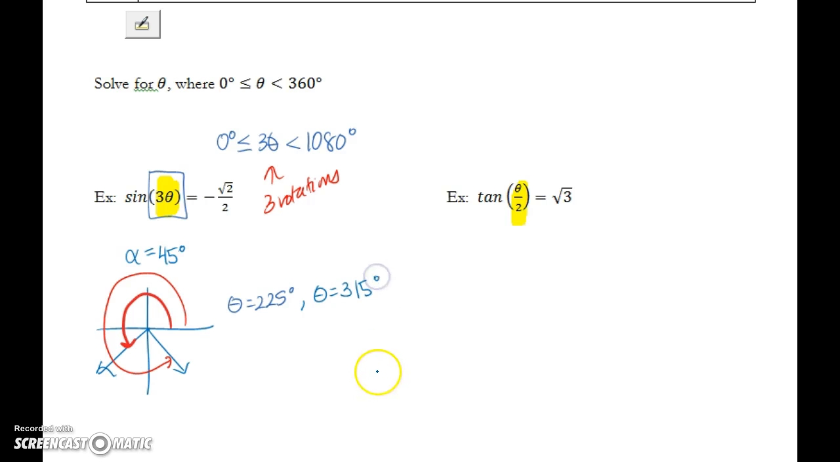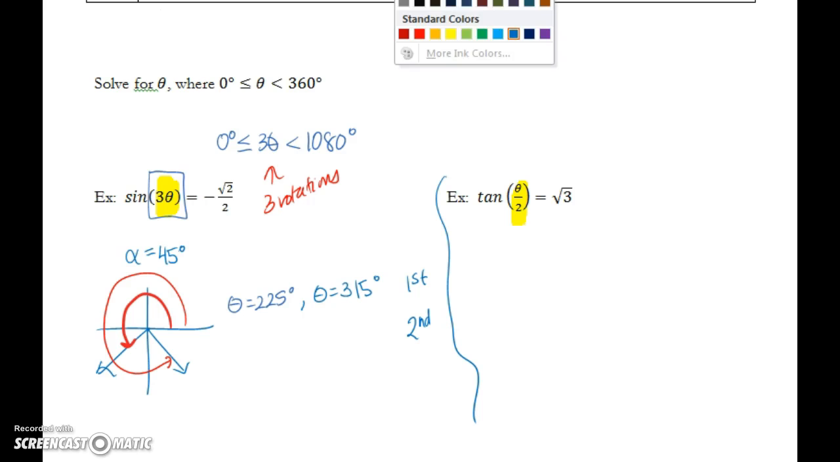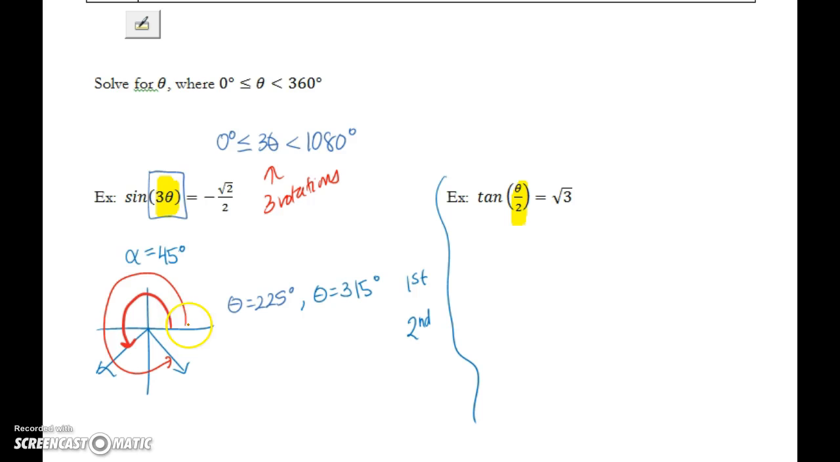315 degrees. Now that's our first rotation. But we're going around our circle 3 times. So on our second rotation, we continue and we go around our circle. Starting at 0, you go around and you hit 225 like we did, but then we're going to continue around and hit that terminal ray again. So essentially we're finding a coterminal angle. Our question then is, what's coterminal with 225 degrees?